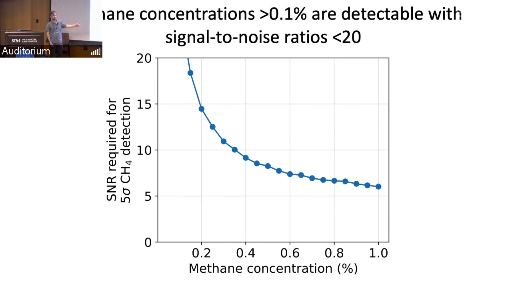We have methane concentration on the x-axis in percent of the atmosphere, and on the y-axis is the signal-to-noise ratio required for a 5 sigma methane detection. So the bottom line is that for methane concentrations bigger than 0.1%, we can detect methane with a signal-to-noise ratio of about 20. But if you have a big methane concentration, say near 1%, you can detect it with smaller signal-to-noise ratios of maybe around 5 or 6.